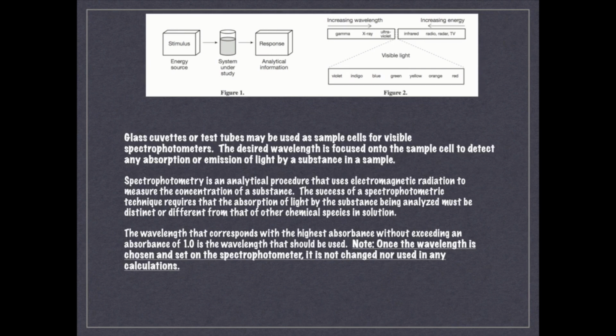The wavelength that corresponds with the highest absorbance without exceeding an absorbance of 1, which we'll look at in just a second, we don't want it to be above 1, is the wavelength that should be used. And I'll explain all of that and how to use a wavelength using the spectrophotometer. Note, once the wavelength is chosen and set on the spectrophotometer, it is not changed nor used in any calculations. We're going to set it on the spectrophotometer and then we're going to leave it alone.